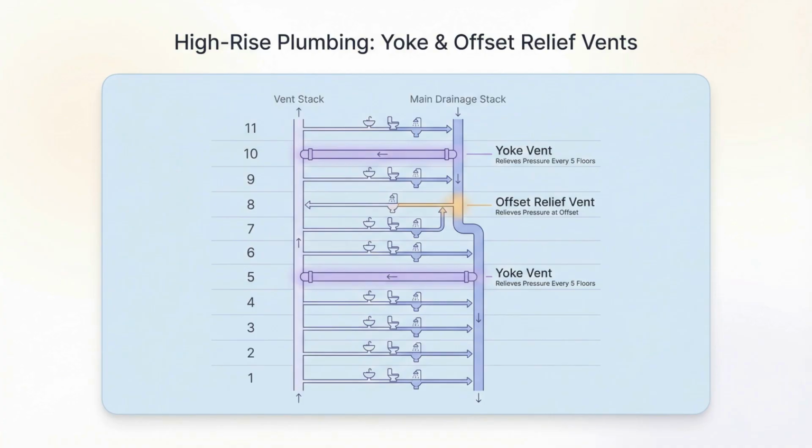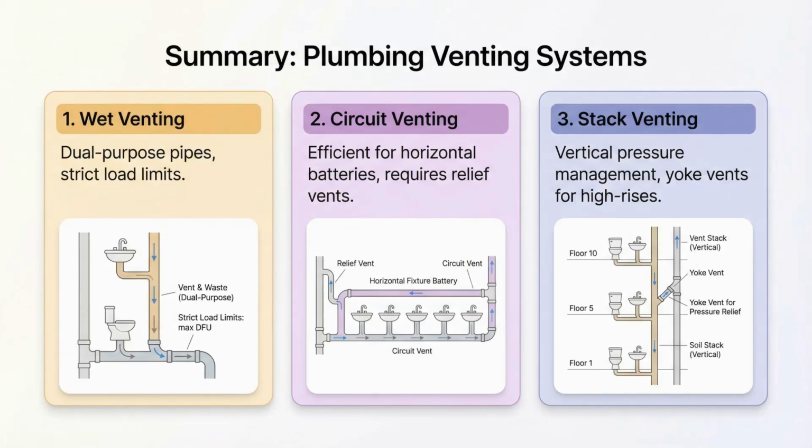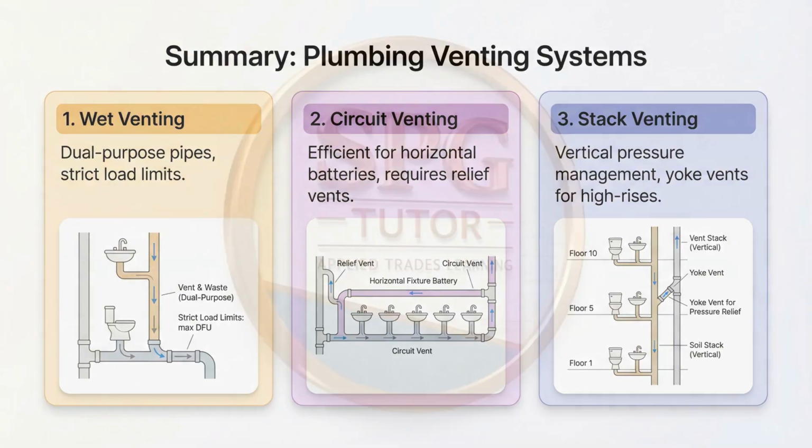To wrap up, remember that all venting is fundamentally about protecting trap seals by managing air pressure. Wet venting safely combines waste and air for a few fixtures. Circuit venting efficiently handles horizontal rows of fixtures, and stack venting manages the intense vertical pressures of multi-story buildings. Understanding these concepts is key to designing safe, code-compliant plumbing systems.